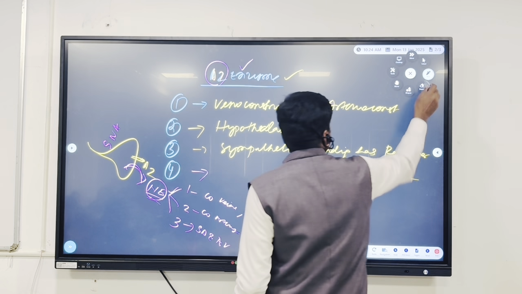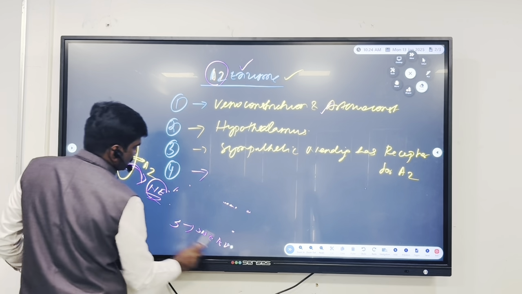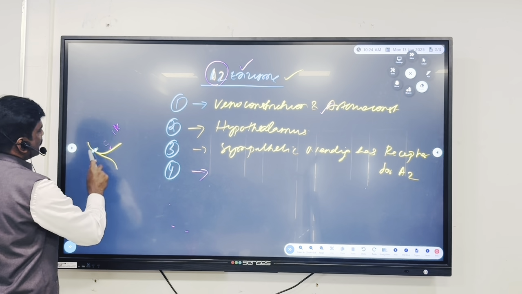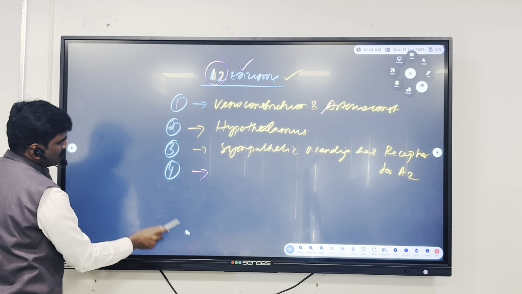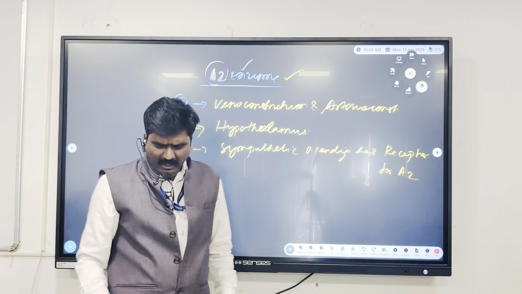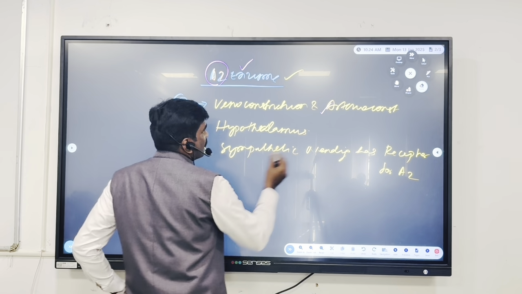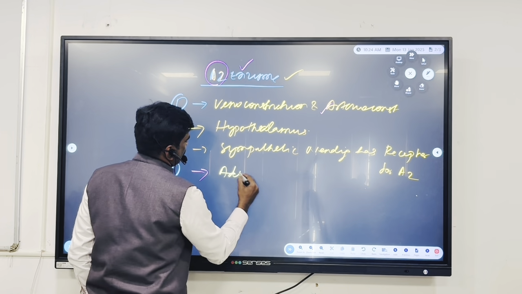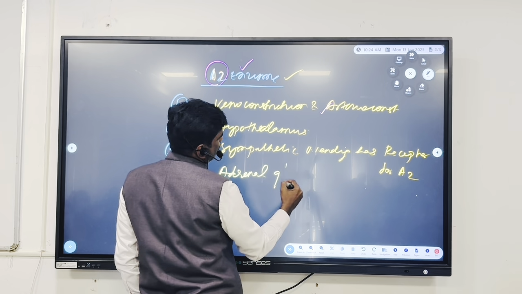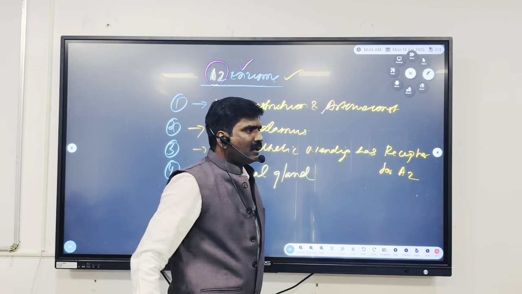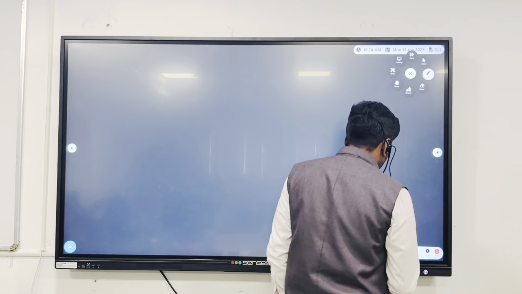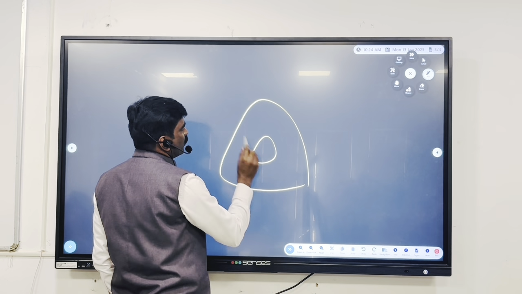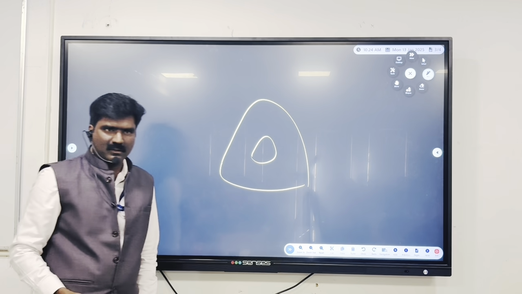Next is the fourth function of angiotensin 2. Now it will act on the adrenal gland. You know the adrenal gland has a cortex and a medulla.